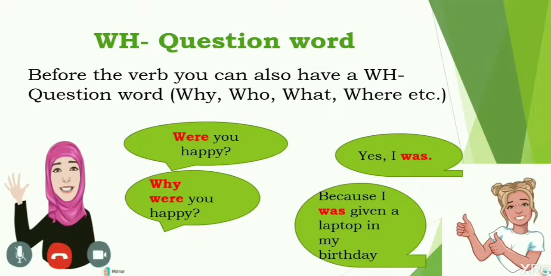Before the verb, you can also have a WH question word. For example, why, who, what, where, etc. For example, were you happy? Yes, I was. Why were you happy? Because I was given a laptop in my birthday.